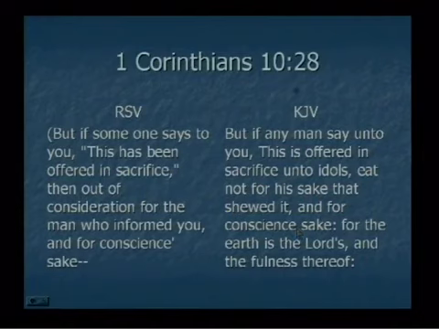1 Corinthians 10 verse 28. But if someone says to you, this has been offered in sacrifice, then out of consideration for the man who informed you and for conscience sake, etc. King James Version. But if any man say unto you, this is offered in sacrifice unto idols, eat not for his sake that showed it, and for conscience sake, for the earth is the Lord's and the fullness thereof.